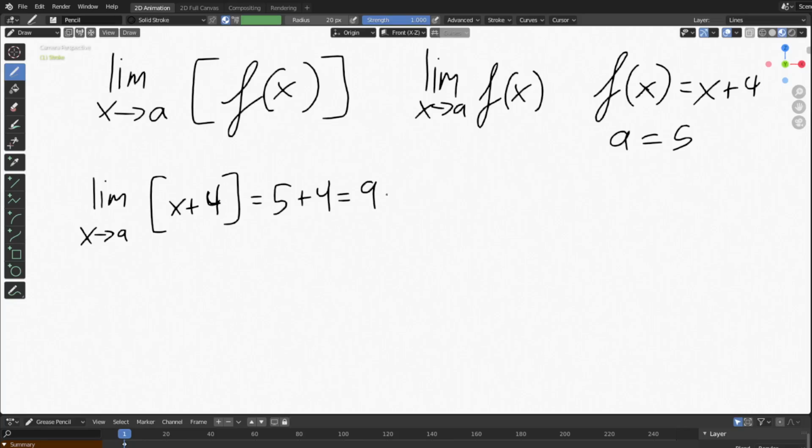Makes sense. When you're also given a quantity for what a equals, we can also just write limit as x approaches 5. Whoops. X approaches 5 for f of x.